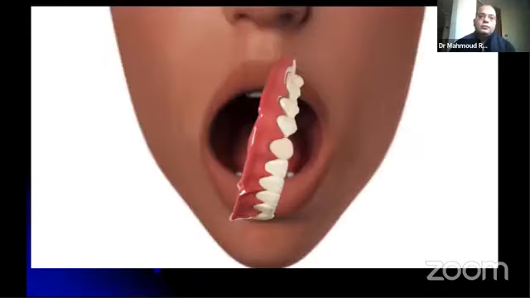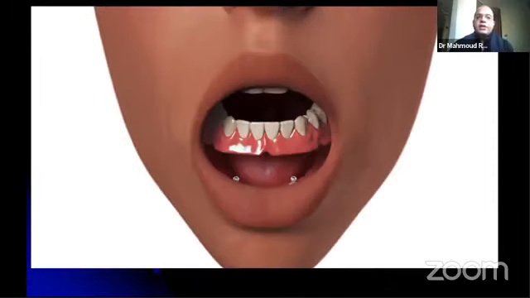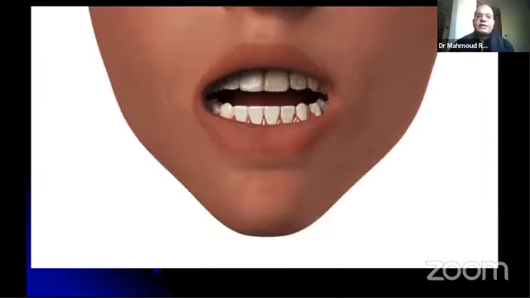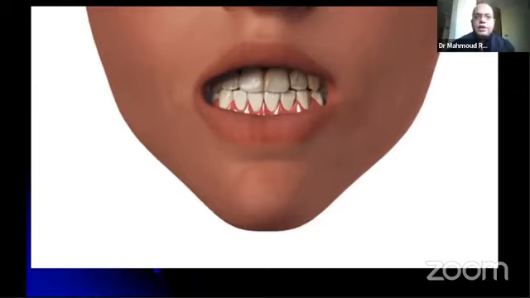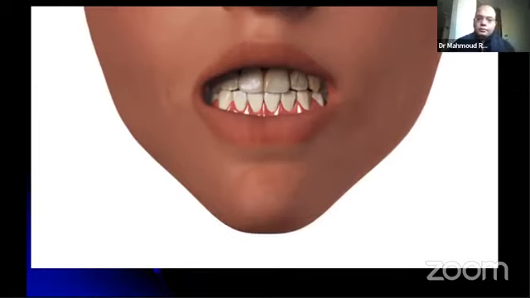Seat the overdenture onto the ball abutment, then seat the denture inside the patient's mouth and modify it if necessary. The denture is now delivered. Verify the patient's ability to remove and seat the denture properly.